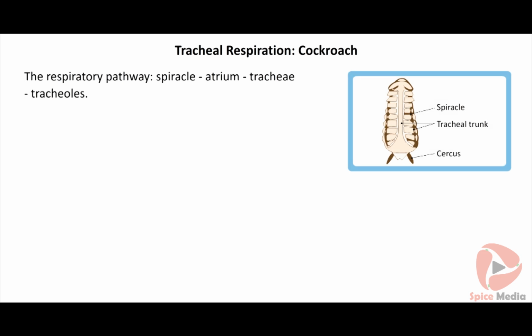Some insects have an exoskeleton made of cuticle. They cannot respire through the skin, so they have adopted a different system called the tracheal system of respiration. The respiratory pathway in cockroach starts from the spiracle, followed by the atrium, trachea, and finally the tracheoles.